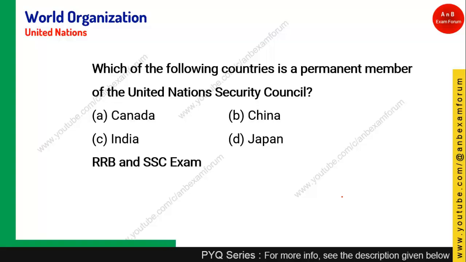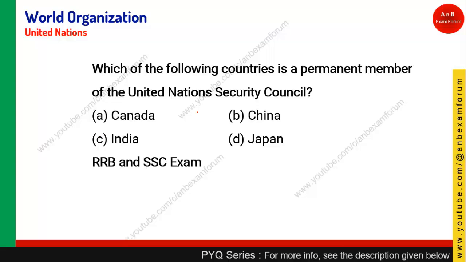Let's see the next question. Which of the following countries is a permanent member of the United Nations Security Council? Just now we have seen that US, UK, France, Russia and China are the permanent members of the UNSC. India is not a permanent member, Canada is not, Japan is not. Only China is a permanent member of the UNSC.